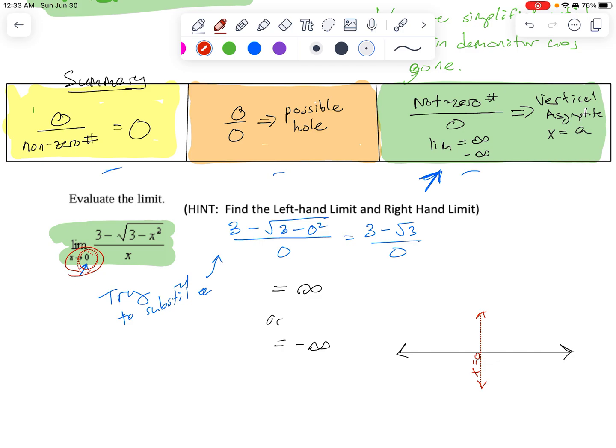So if I plug in a number that's close to 0, but just to the left of it, let's say maybe I'll test -1. If it's positive, that means it's approaching the positive infinity.